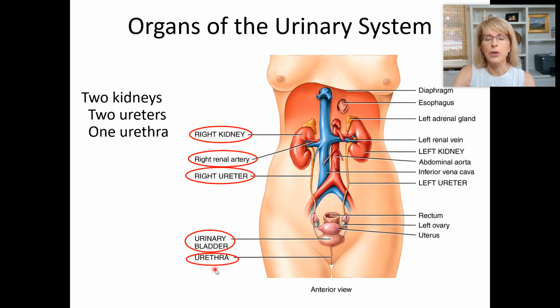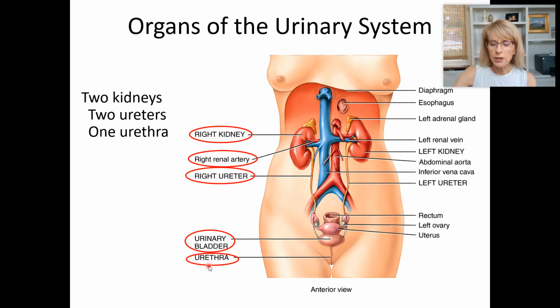Ureter and urethra, they're very similar words. The way that I remembered their difference is that ureter has got two E's. There's an E, there's an E. Two E's in ureter, and you've got two ureters, one from each kidney. And urethra only has one E, and you only have one urethra.